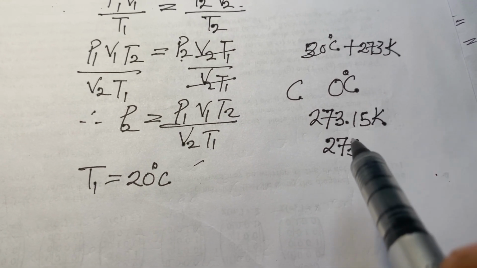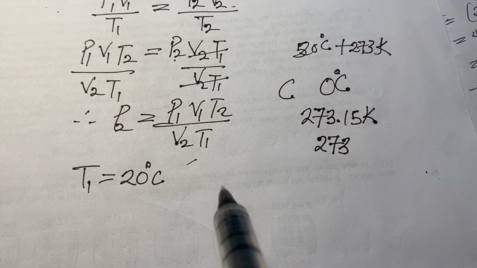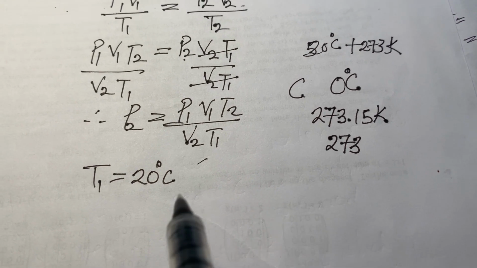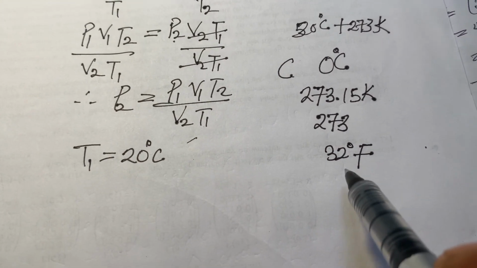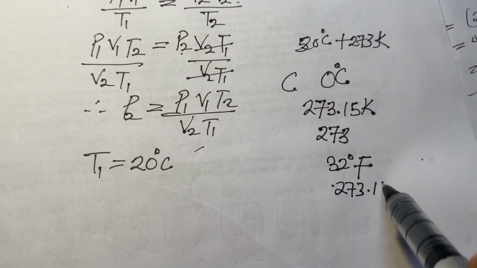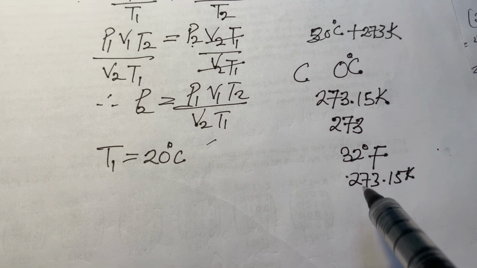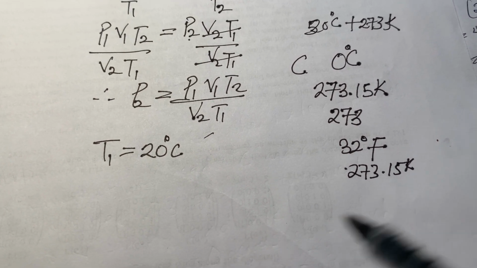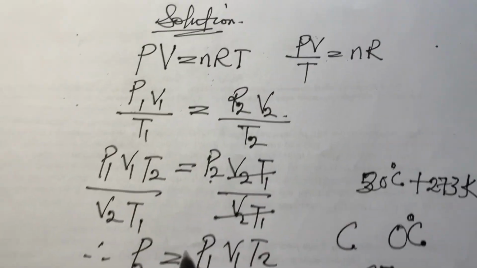The next thing you need to understand is that the standard temperature is defined as 0 degrees Celsius, which translates to 32 degrees Fahrenheit. And in Kelvin, which is 273.15 Kelvin, as we've said before. So this is the freezing point of water at sea level, at standard pressure.